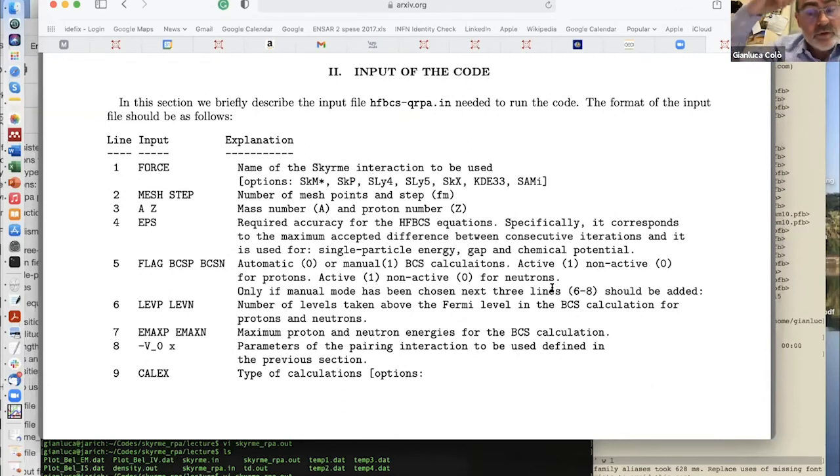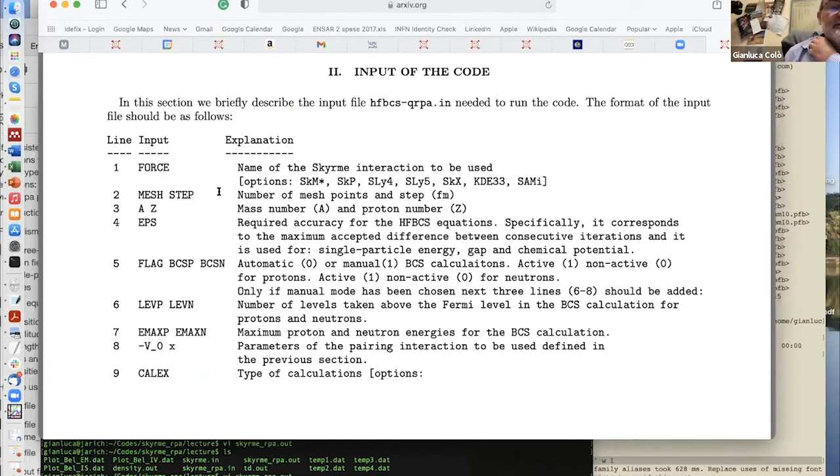So this is also an answer to the question that I was asked before, when your colleague told me, oh, I'm very unhappy when nitrogen 14 doesn't work. Please try to do it with pairing. If you download and run this code, you will see that many inputs are similar to the present code. The first line is the force, exactly as you have seen this morning. The second line is mesh and step, exactly as you have seen this morning. So there are some differences, but also many similarities.